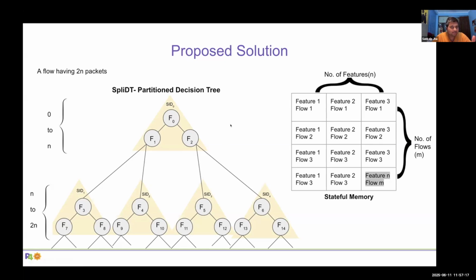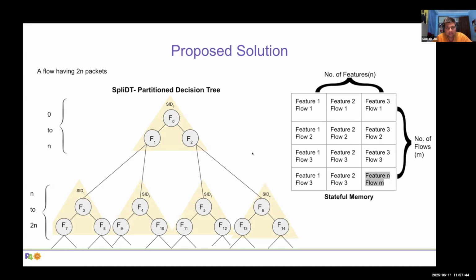So what we are basically doing is, rather than installing all the features, we are only installing the features which are present in a particular subtree. As we iteratively pass through it and come to the classification, we keep on iterating and replacing the same stateful cells in memory. By this, we are not flooding the stateful memory, which is a very important point.